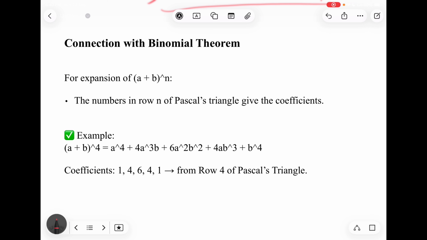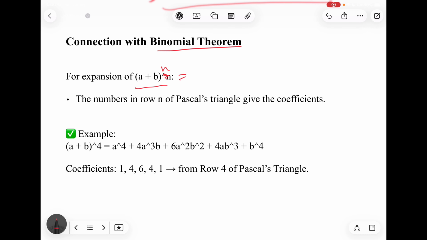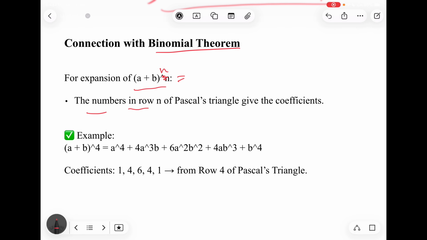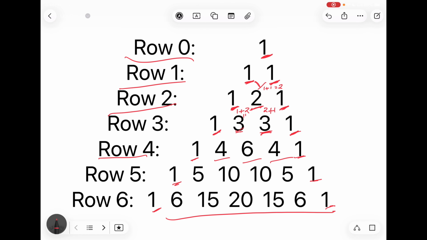How is it connected with the binomial theorem? To solve this expression, we use the binomial theorem, and each coefficient can directly be derived from this Pascal's triangle. How? The numbers in row n of the Pascal triangle give the coefficients. As over here, for example, (a + b) to the power 4. Over here, n is 4. We can get the coefficients of this expression from the fourth row.